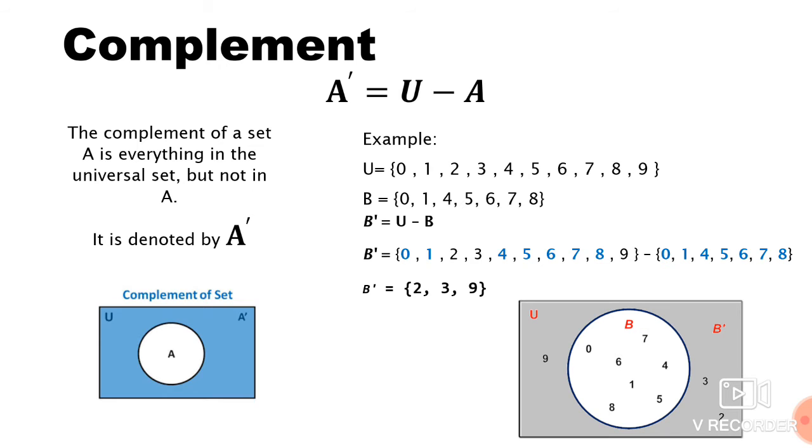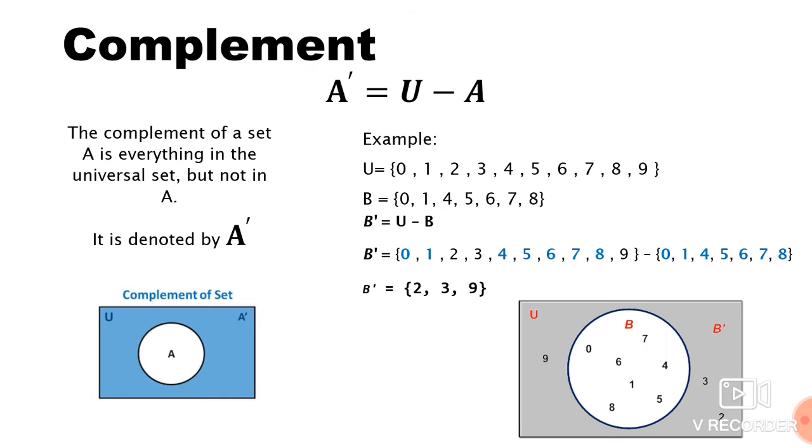We can represent this example by using a Venn diagram. This rectangle shows the universal set, and the circle inside it shows the set B. First of all, write all the elements that belong to set B. So 0, 1, 4, 5, 6, 7, 8 will be written in the circle, and all the remaining elements will be written out in the outer area.